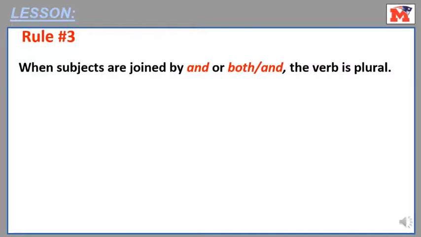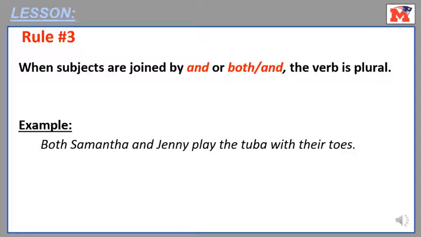Rule number 3 says this: when subjects are joined by and or both and, the verb is plural. So let's make that make sense. Here is a good example sentence. Both Samantha and Jenny play the tuba with their toes. Very talented young ladies. So this is a both and sentence. We have both Samantha and Jenny play the tuba with their toes.